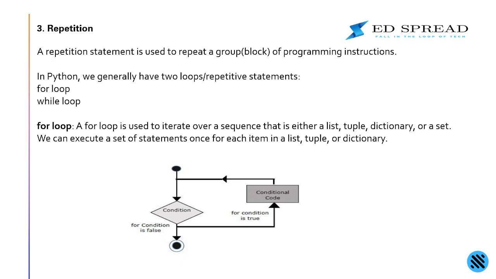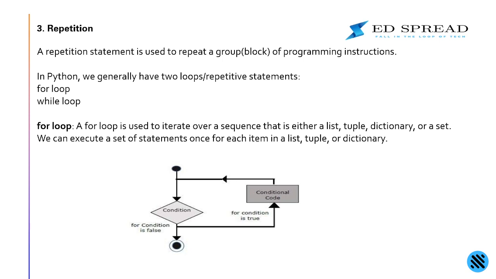We have seen various conditional statements: simple if, if-elif, nested if, and if-elif-else in the last class. Today we will be seeing repetition, or iteration. So basically, what is it?